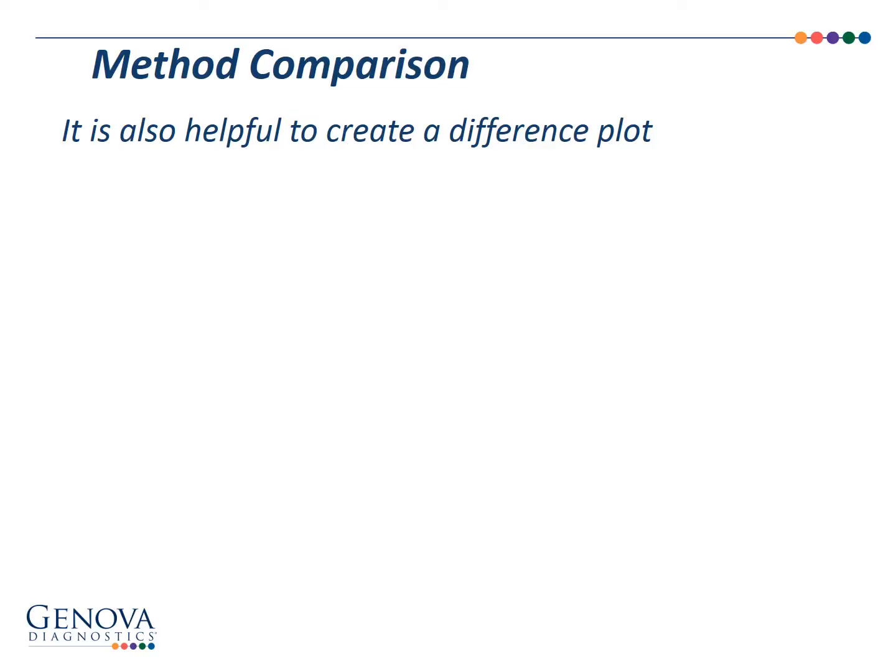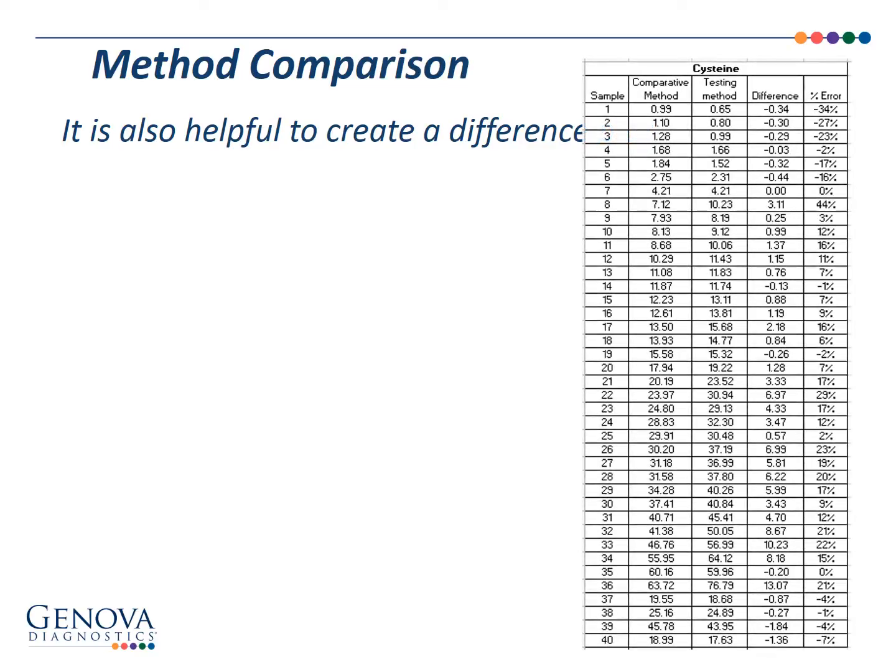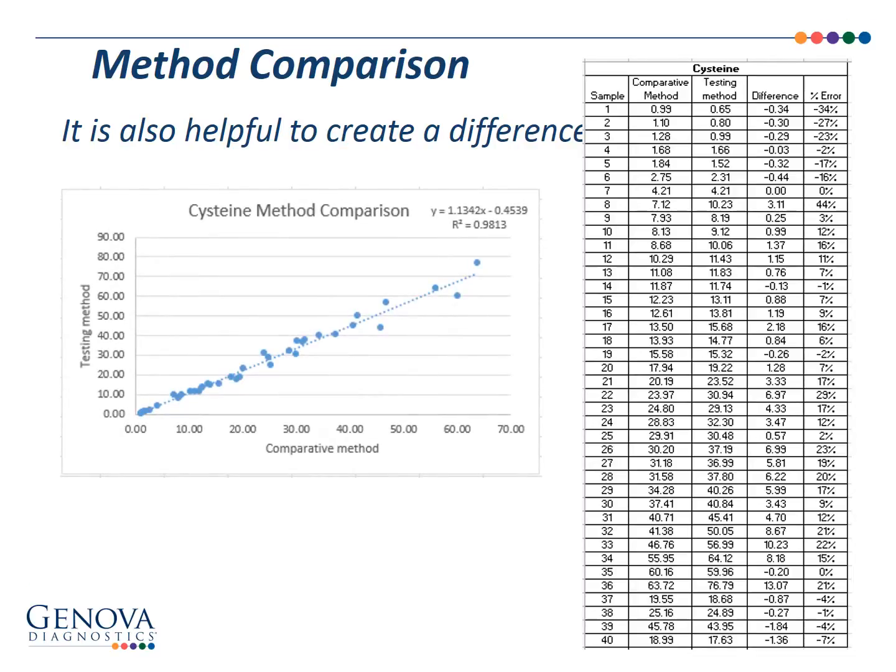It's also helpful to create a difference plot. So for example, if this was your data, we have cysteine on our comparative method and our testing method. We calculated the difference between the two and then the percent error. You can sort of scan down. You see there are some negatives and some positives, probably a lot more positives than negatives. And if we plot that, you can see we get a pretty nice R squared of 0.98. The slope, though, is about 1.13, which suggests that we have a positive bias.